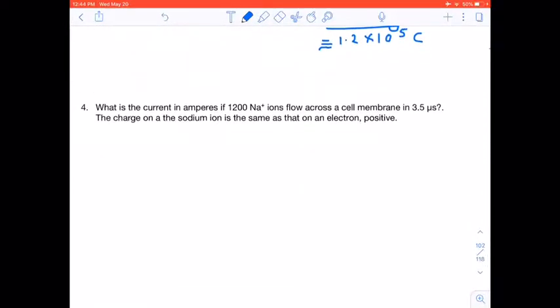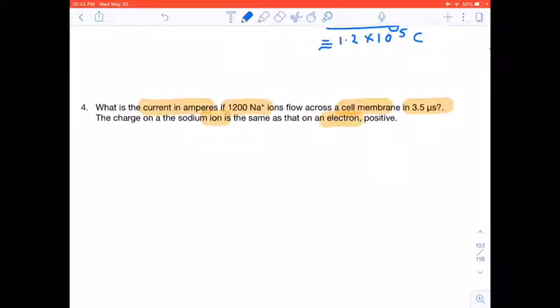Now let's look at the next one. Here we want to know what is the current in amperes if 1200 Na ions, sodium ions, sodium which has lost an electron, so it's positively charged, so these are cations, flow across a cell membrane, and the time it takes is 3.5 microseconds. The charge on the sodium ion, it says, is the same as the charge on an electron. Okay, so it's the same charge, it's just that the one is positive and the other one is negative.